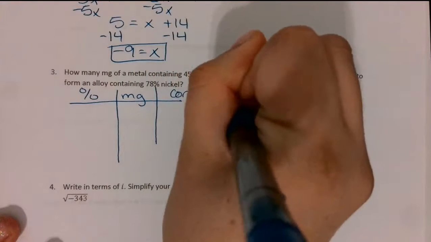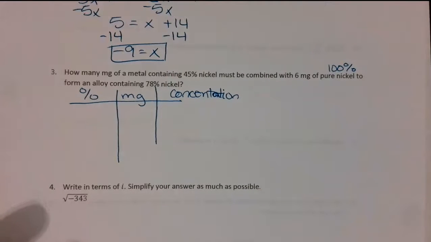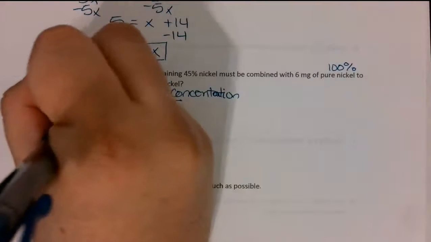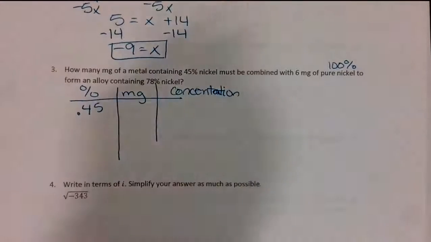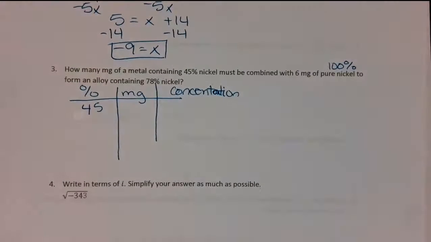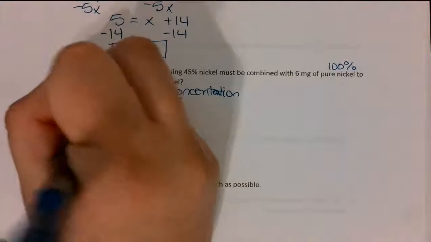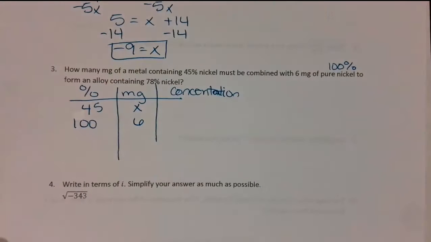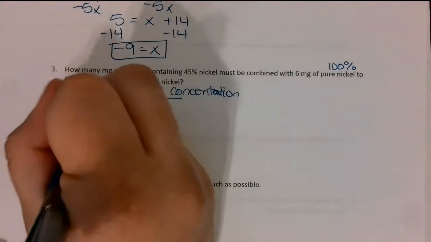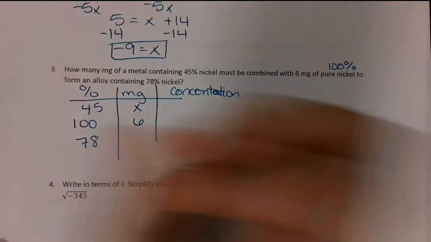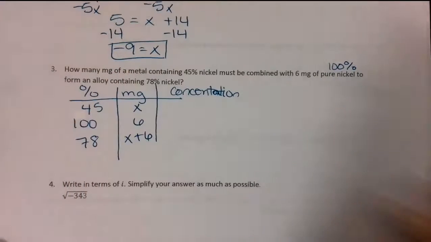Okay, so the first thing I know is I have 45%. I didn't mean to write that as a decimal. I don't know how many milligrams I have of it, so this is my variable. I have 100%, and I know that I'm going to use 6 milligrams of it. I want an end result of 78%. It's going to be the 2 milligrams together.